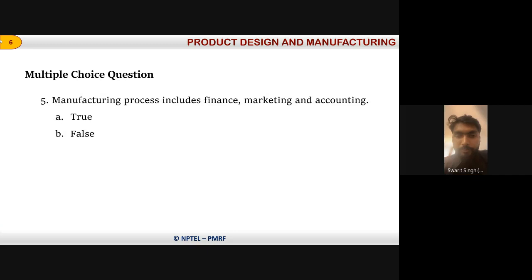Question number five. Again, it is a true false type question, and a very simple one. The manufacturing process includes finance, marketing, and accounting. Does the manufacturing process include all of this: finance, marketing, or accounting?